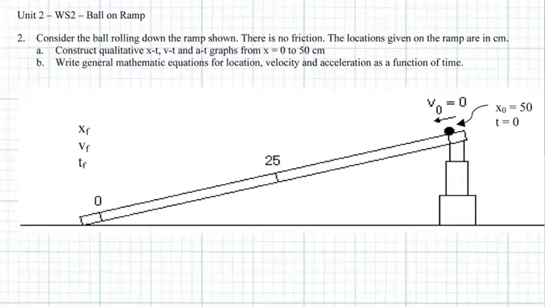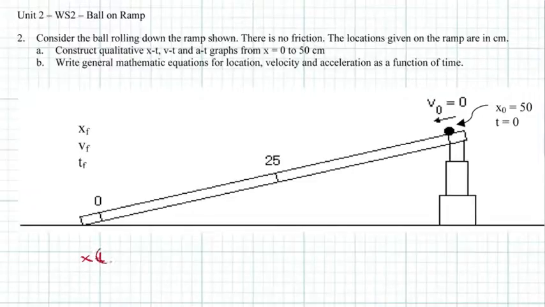All right, number 2. We have a ball rolling down a ramp, but we have some different parameters right here. Again, let's write down our equations for position and velocity and acceleration versus time.